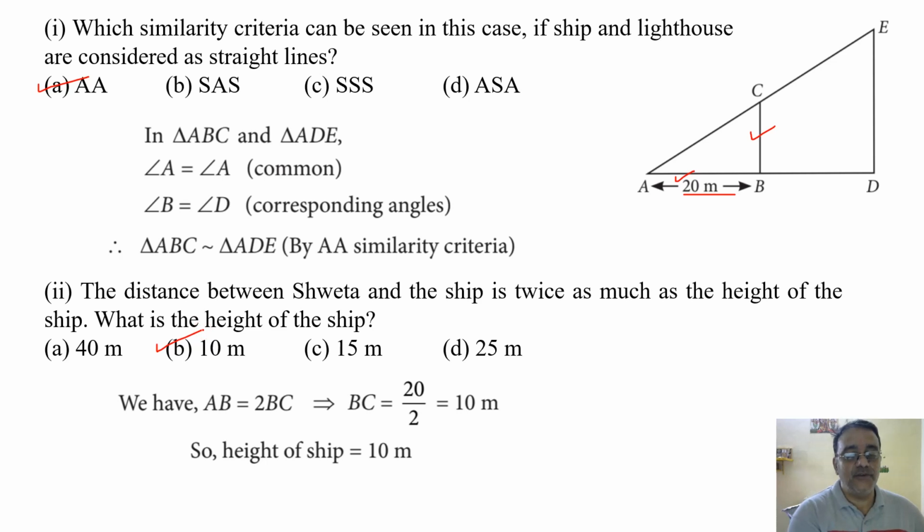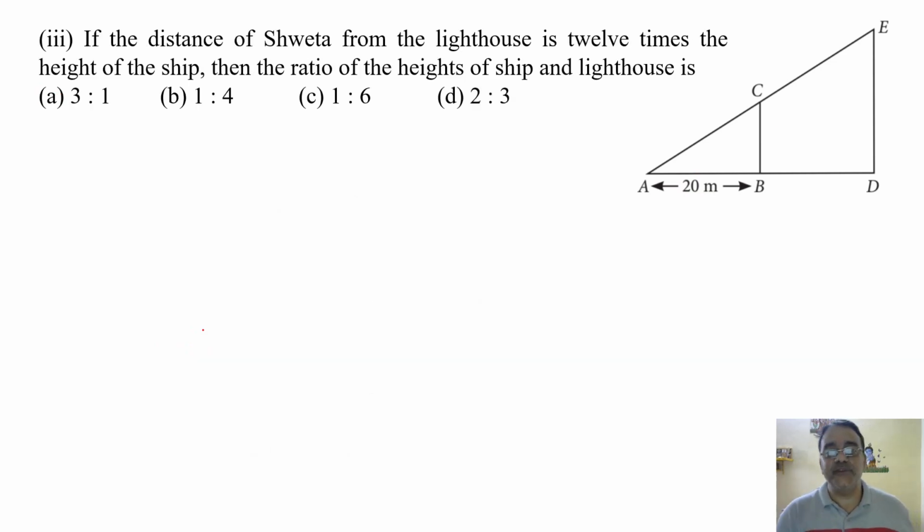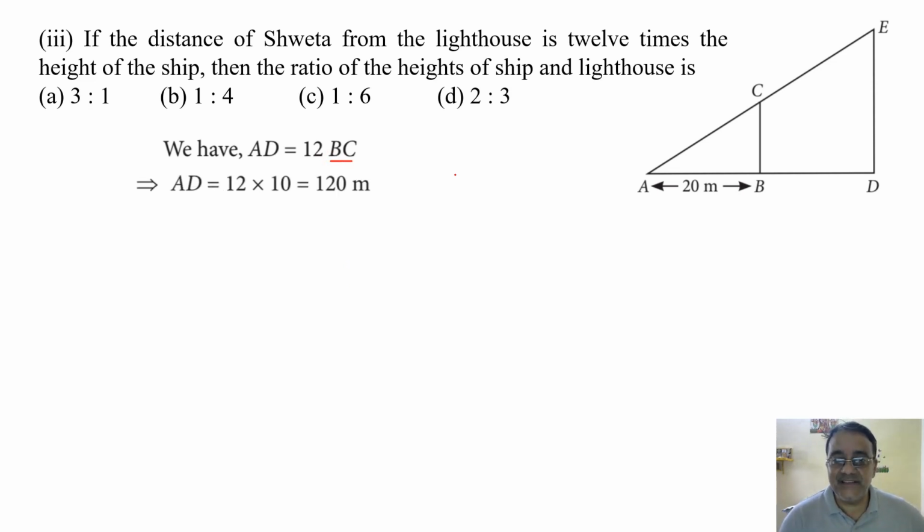Right? So now we are moving toward question number 3rd. If the distance of Shweta from the lighthouse is 12 times the height of the ship, then the ratio of the heights of the ship and the lighthouse is dash. So AD is equals to distance of Shweta and lighthouse is AD, and AD is 12 times the height of the ship, right? 12 times BC, height of the ship matlab BC, right? So already we got the value of BC, 10 मिला था, तो 12 into 10 120 मीटर हो जाएगा. This is clear? Yes, sir.